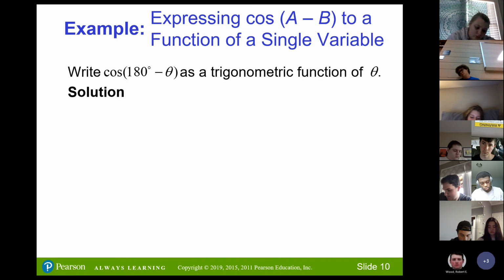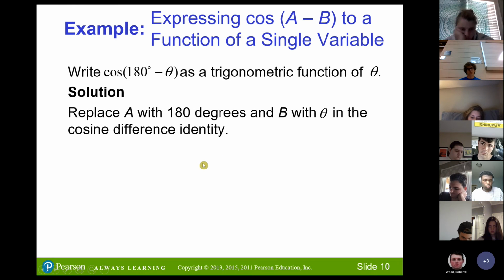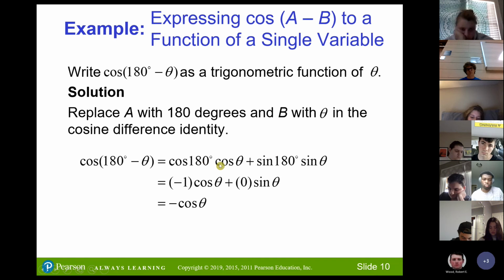And of course, 180 minus theta, you're going to get 180 and theta. So that's cos of 180 and theta, and the sine of 180 and the sine of theta. There it is. Cosine of 180 times cosine of theta plus the sine of 180 times the sine of theta. And now you just finish it.